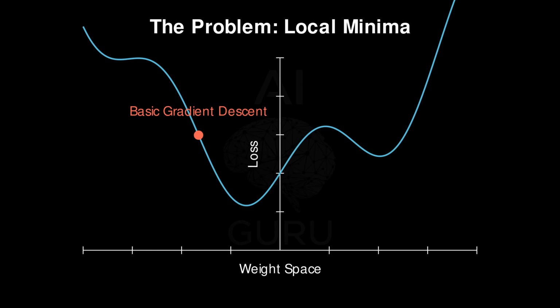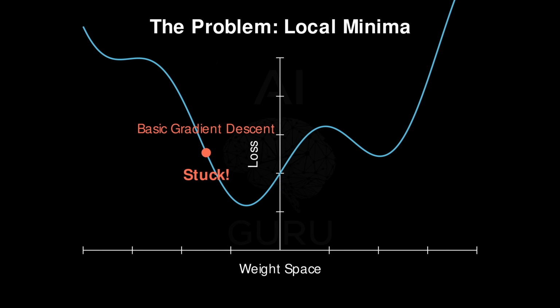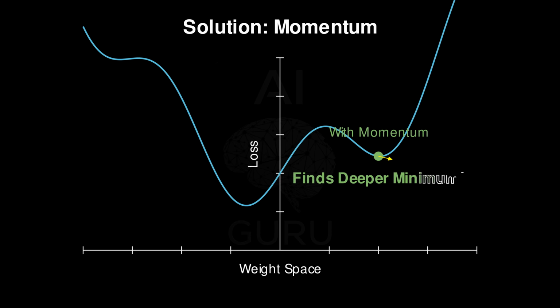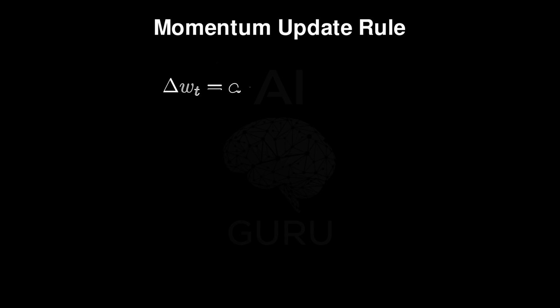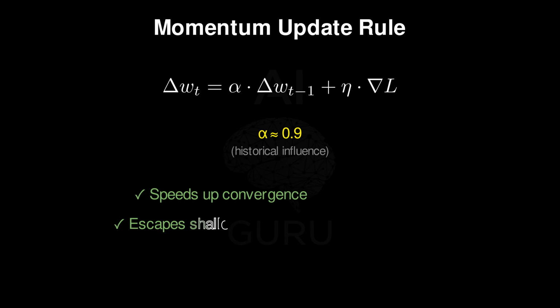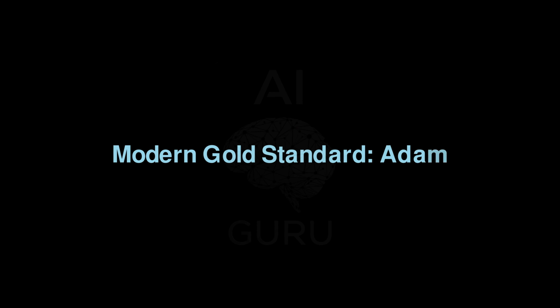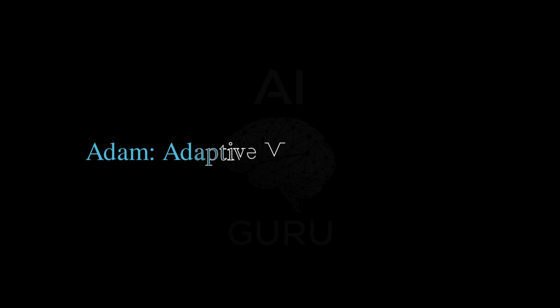It uses that accumulated historical velocity to navigate over small, shallow bumps in the error function, which often allows it to find a deeper minimum in significantly fewer steps. The momentum term, alpha, is typically a number like 0.9, representing a strong historical influence. But there's a catch, right? There is. The crucial caveat is that momentum, while it's vastly superior to basic gradient descent, still does not guarantee a global minimum. It just improves the odds and the speed of finding a better local solution.